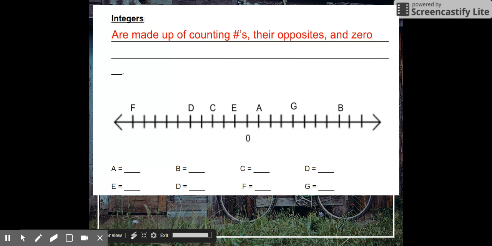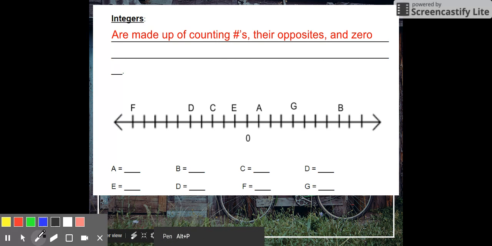These are the notes that are going to go in your notebook over integers. And the definition for integer is that it's made up of counting numbers, their opposites, and zeros. And counting numbers are like what you learn when you're like a baby. So like 1, 2, 3, 4, 5. It's not decimals, so it wouldn't be like 1.25 or anything like that. It's just counting numbers. And then their opposites and zero.